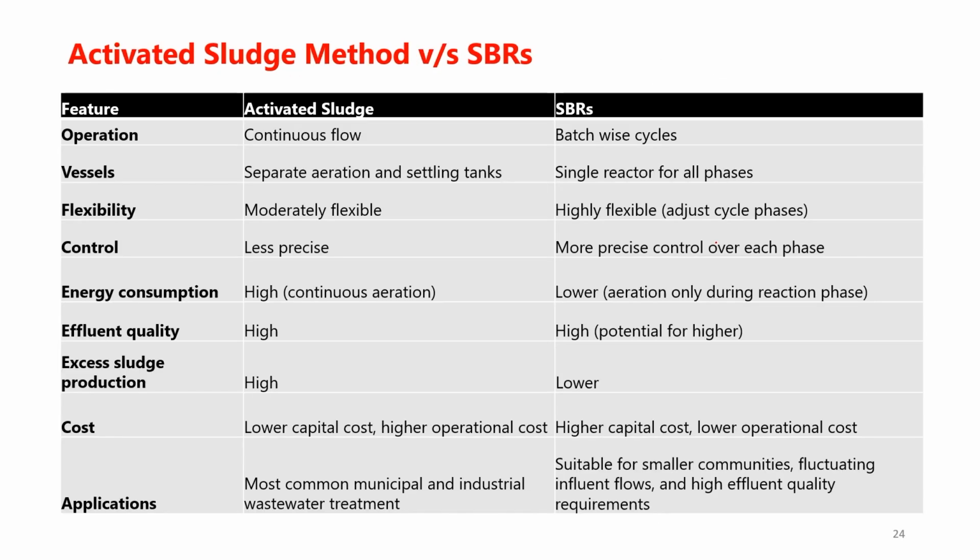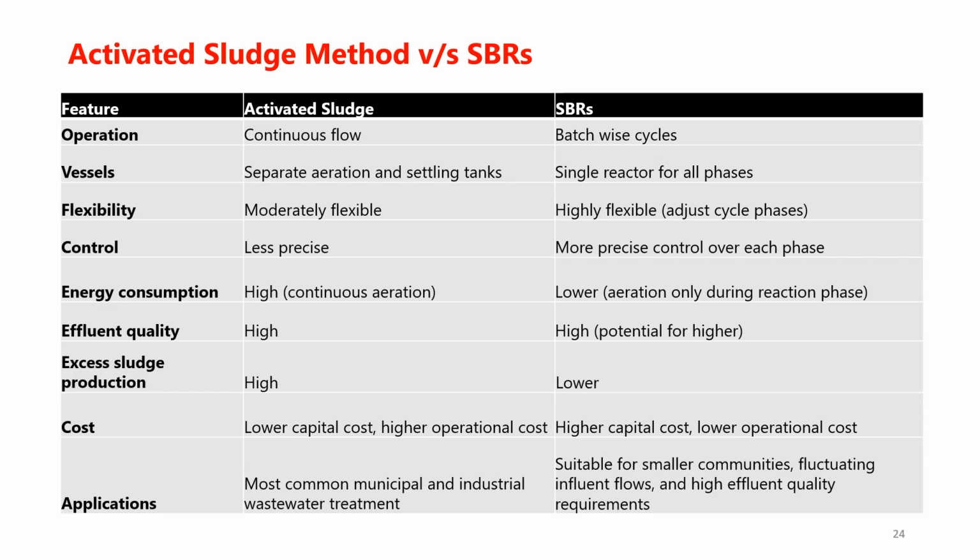This is basically a batch-wise cycle. From the vessel point of view, we have separate aeration and settling tanks in activated sludge. In the case of SBRs, a single reactor for all the phases. We have moderate flexibility in the case of activated sludge. In the case of SBRs, we have highly flexible cycles or phases. Then we have less control in the activated sludge process, but in SBR more precise control over each phase.